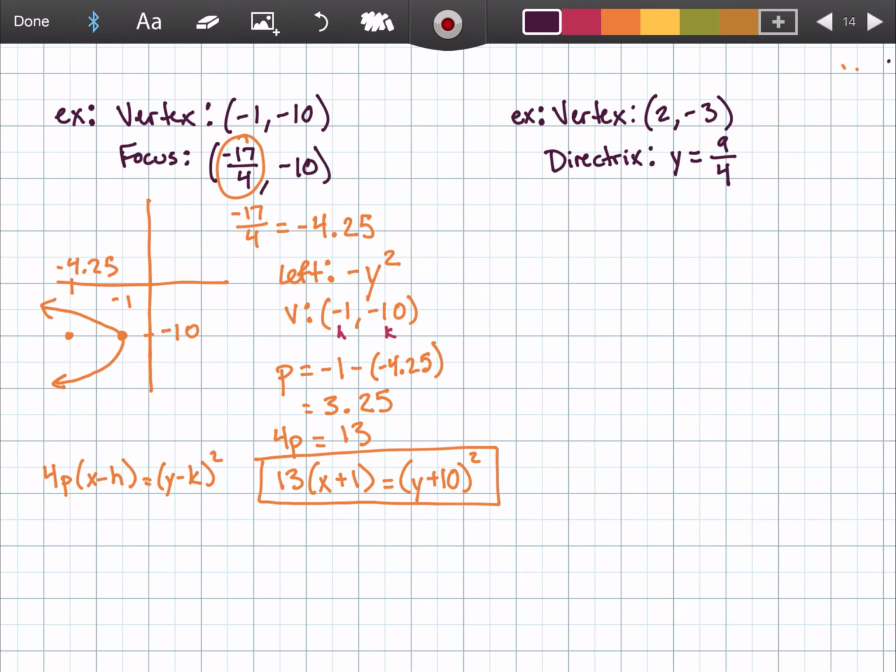Okay, well, let's think about this. I need to decide the direction of opening, the vertex, and the distance from the vertex to the focus or the directrix. So let's talk about direction of opening. Sketch it out. Like I said, it doesn't have to be pretty. Y equals 9/4. Let's make that.